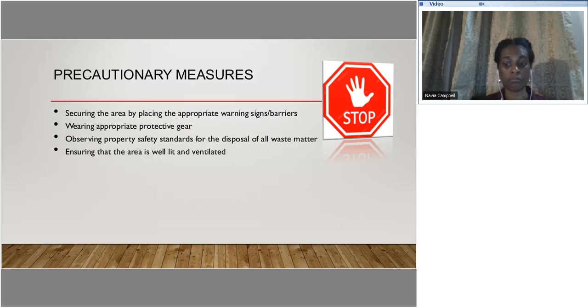Did you come up with the fact that you secure your working area by placing the appropriate warning signs and barriers? Do you wear the personal protective equipment properly? Do you follow guidelines as it relates to safely disposing of garbage? And do you ensure that you're working in a well-lit and ventilated area?